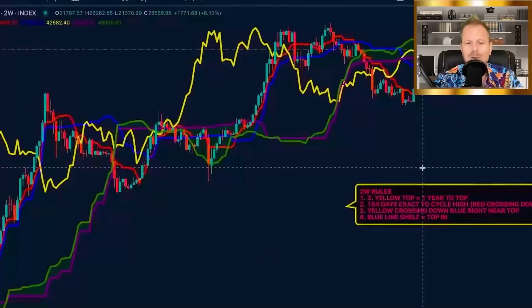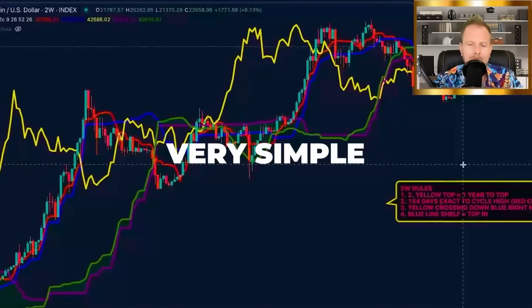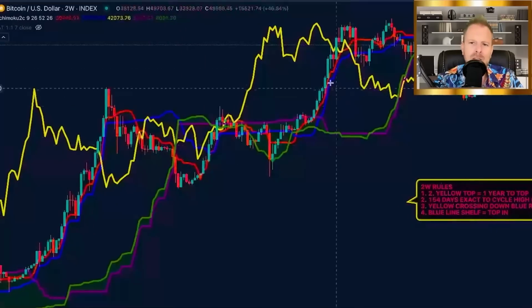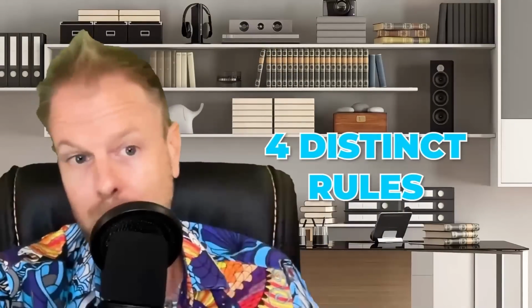If you're really interested in where the top is, this Ichimoku could help you tremendously, but not using it in the traditional way. It's using it in this unique way that I'm showing you. Very, very simple, but you want a double confirmation of the top being in, you have it. Let's get to our third rule. We have 4 distinct rules that'll help you tremendously, but let's get to the third one.